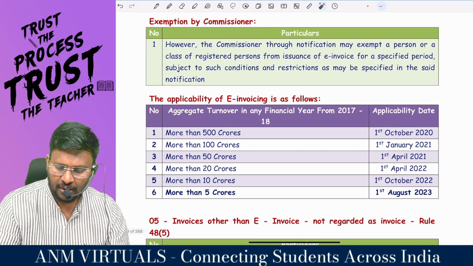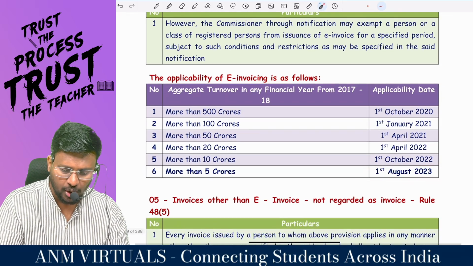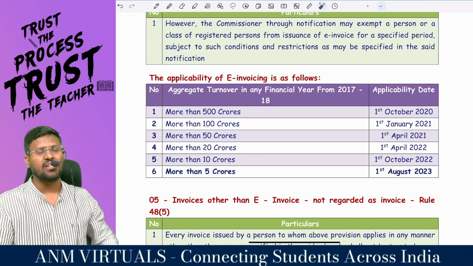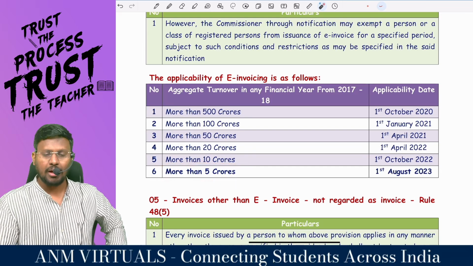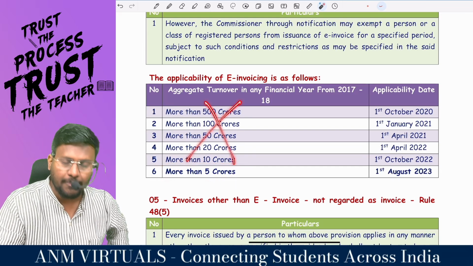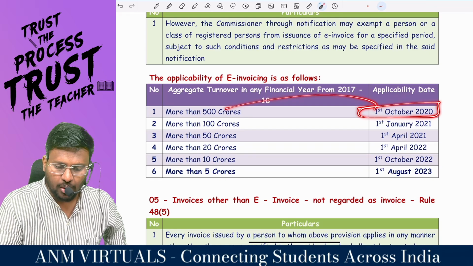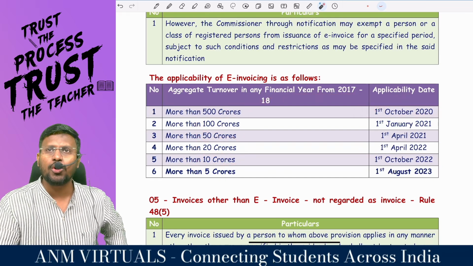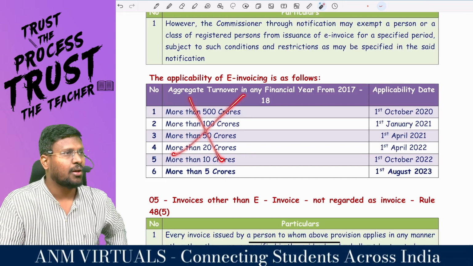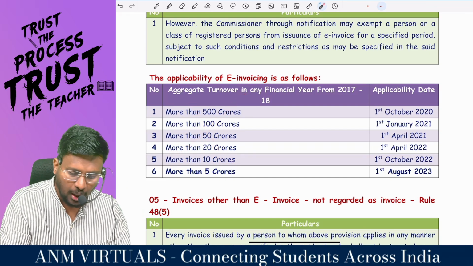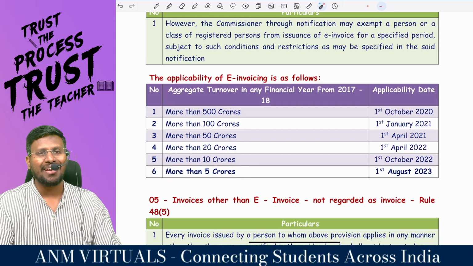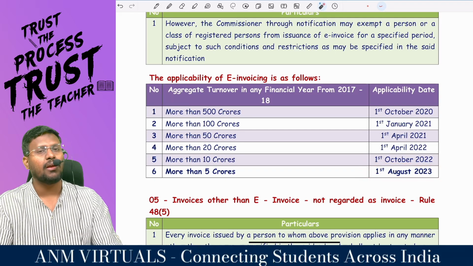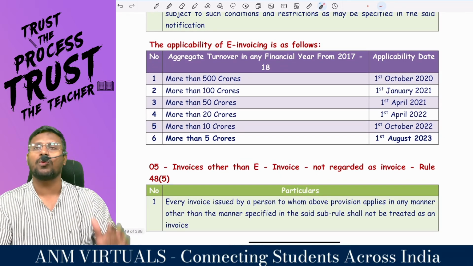From the applicability date, for us 1st October 2023 onwards, is your aggregate turnover in any financial year from the start of GST, 2017-18, exceeding how many crore? 5 crore. All the old data is irrelevant. Initially they started with 500 crore, then reduced to 100 crore, then 50 crore, then 20 crore, then 10 crore. These are all irrelevant, don't cram them, because every notification is changing. For our examination, if your aggregate turnover in any financial year exceeds 5 crore, then you are supposed to raise the e-invoice.